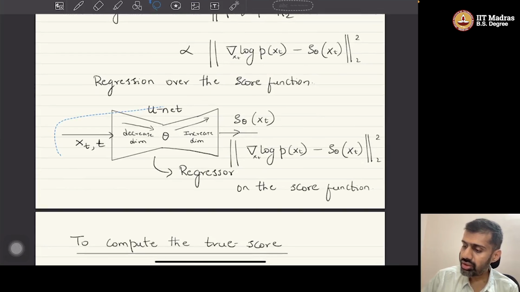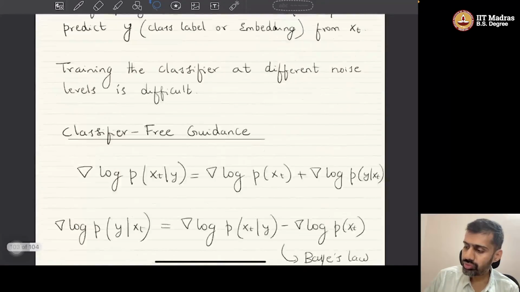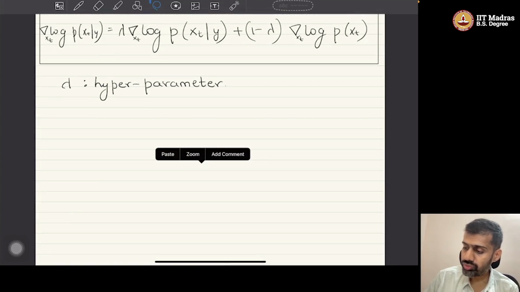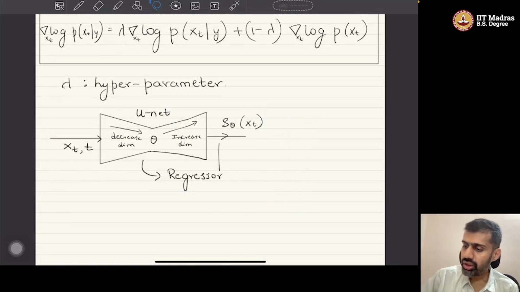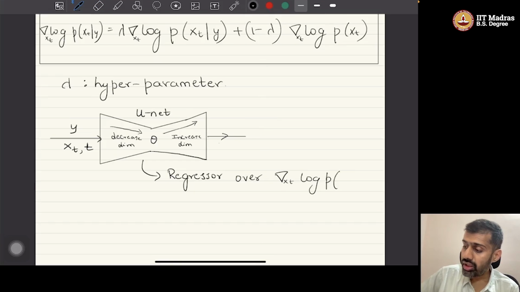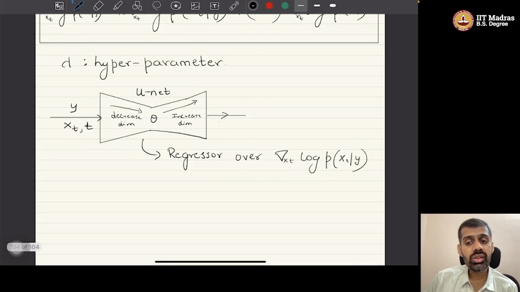Okay, we take this usual regressor, and we have y as an input. Once you give y as an input, you can interpret this as a regressor over the conditional score. You can just say that this is regressing over the conditional score, log of p of xt given y. Okay, then you need a regressor over the unconditional score as well.